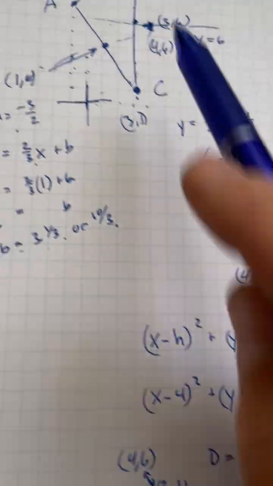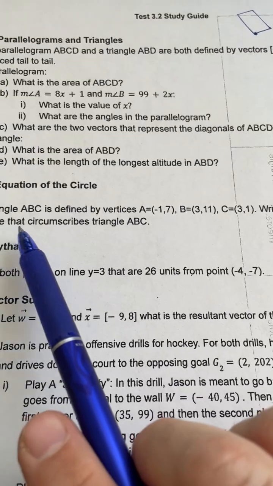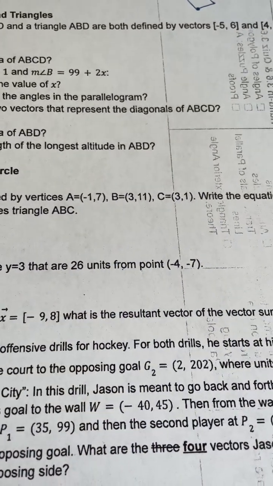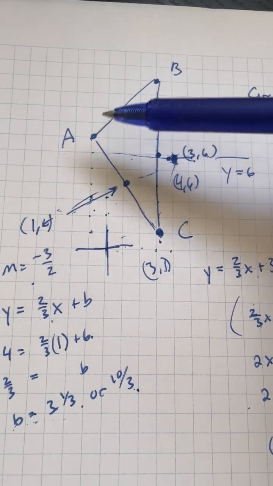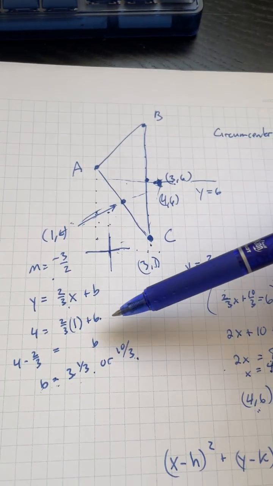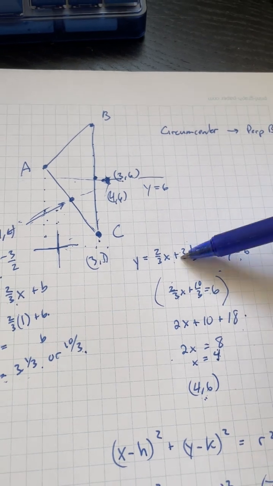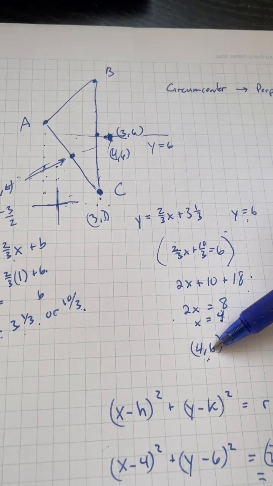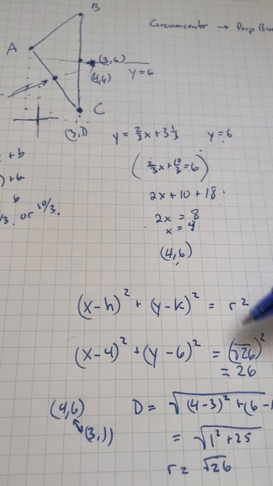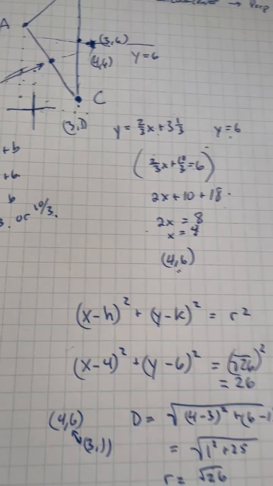Long problem. Let's recap. The equation of the circle that circumscribes the triangle is the circumcenter circle. Plot the points, get the perpendicular bisectors, which requires getting the perpendicular slope and the midpoint, setting the two equations equal to each other, finding the intersection, plugging that into the circle equation, and then calculating the radius, which is the distance from the center to any one of the vertices.